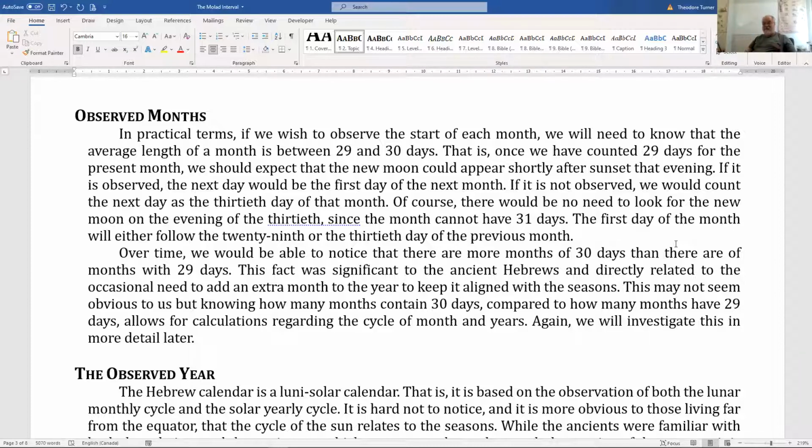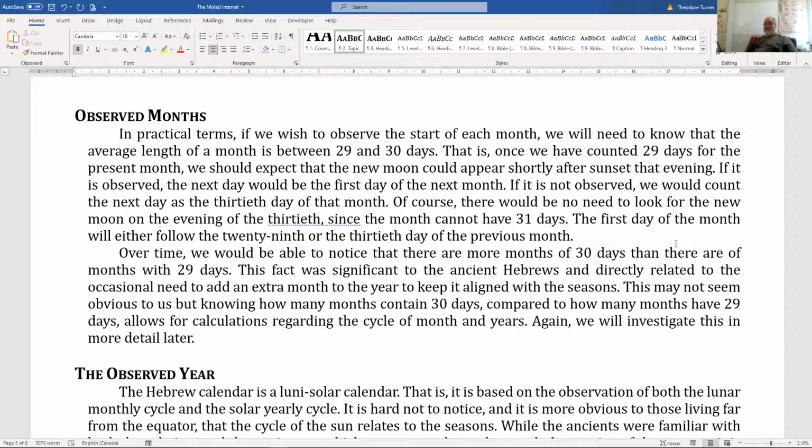If it was exactly 29 and a half days, then you would have an equal number of 30-day months and 29-day months. But the fact that you get more 30-day months means that it's longer than 29 and a half. If you had counted and found more 29-day months than 30-day months, you would then know that the average month is shorter than 29 and a half. Now, it happens to be slightly longer than 29 and a half days. And so over time, people keeping track of these months would notice this.